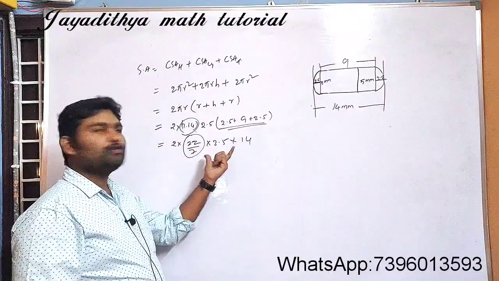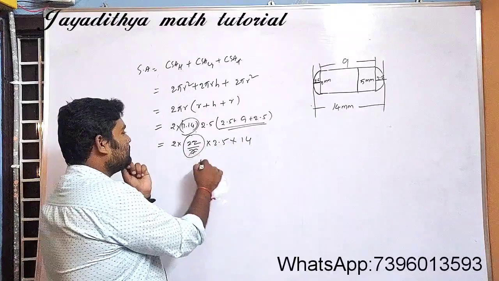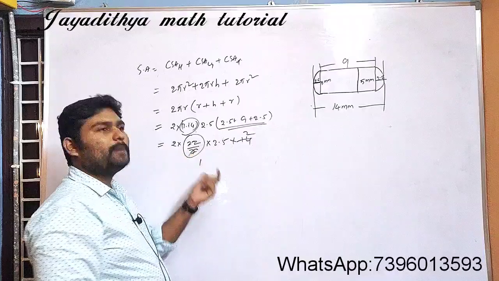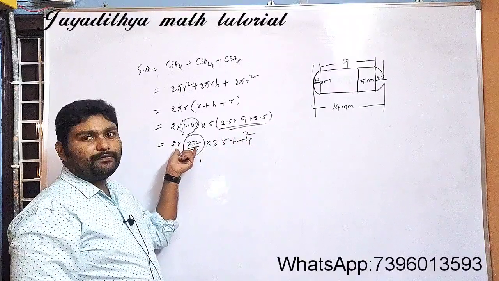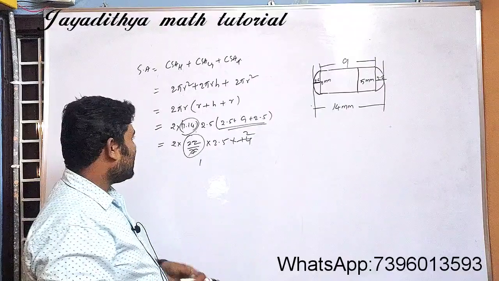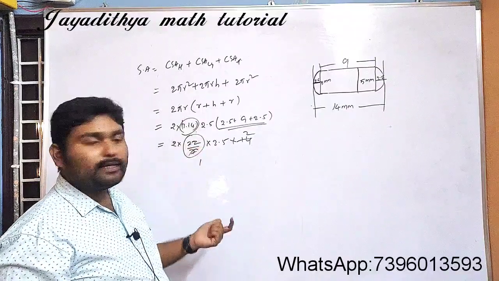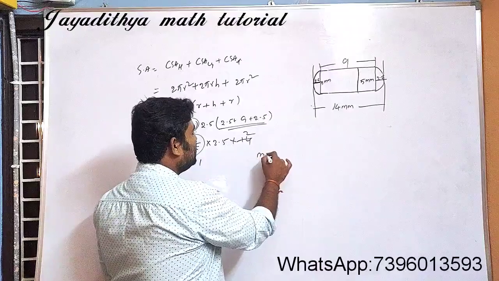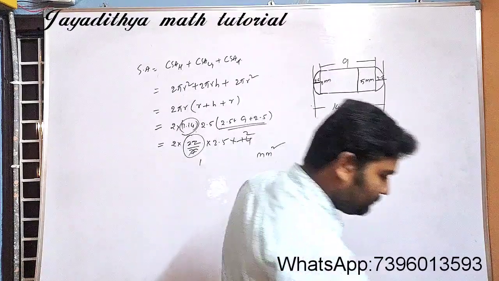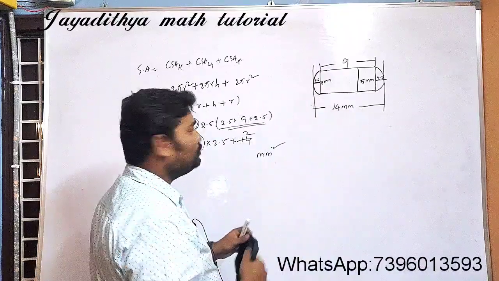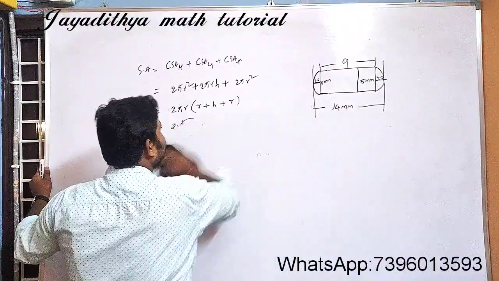So simply you can cancel out, right? Cancel this one. 7 ones are 7, 7 twos are 14, then you multiply. 2 into 2.5 is 5. 5 into 44, 5 into 44 will be your answer. And in the last, what will you be putting as the units? Millimeters square. Millimeters square. That's all. I am leaving the simplification for you only. Do this.